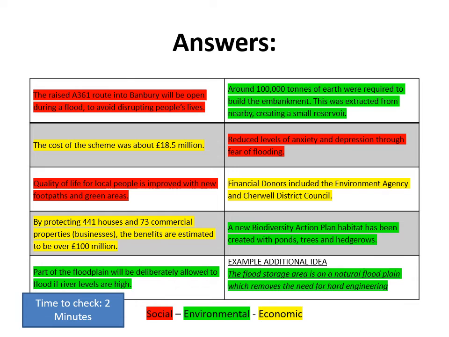Okay, so here's some answers. We've got 3 social issues, we've got 3 economic, and we've got 4 environmental. Nothing more to add to it. Hopefully that will make sense. As always, if it doesn't, if anything wasn't clear, this is time to email your teacher right now and find out what's going on.